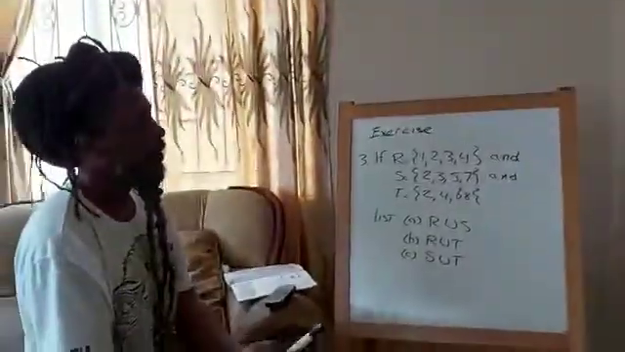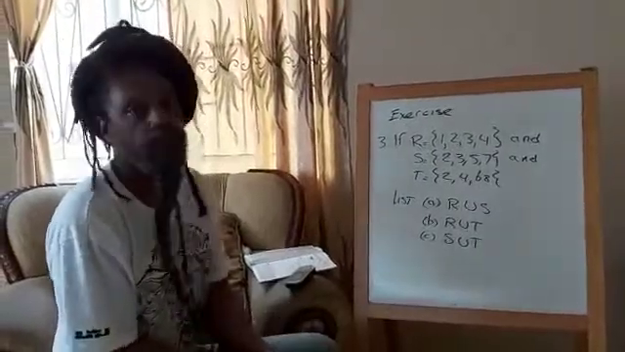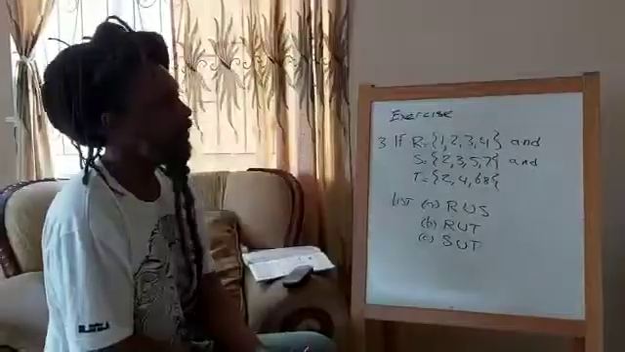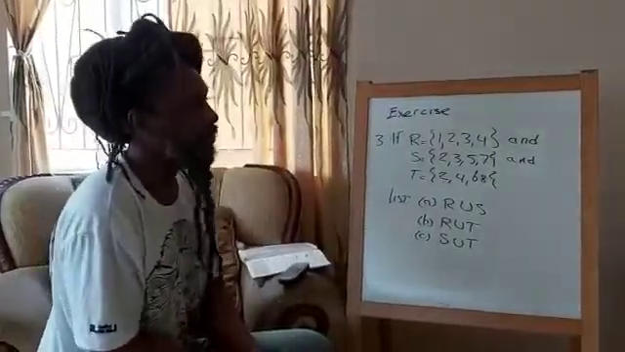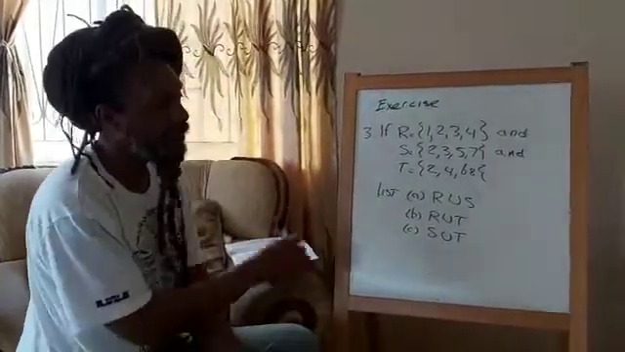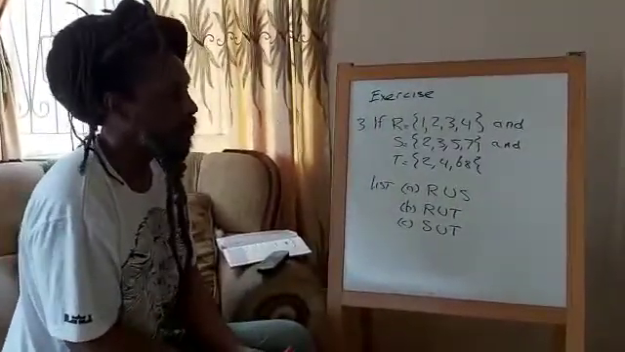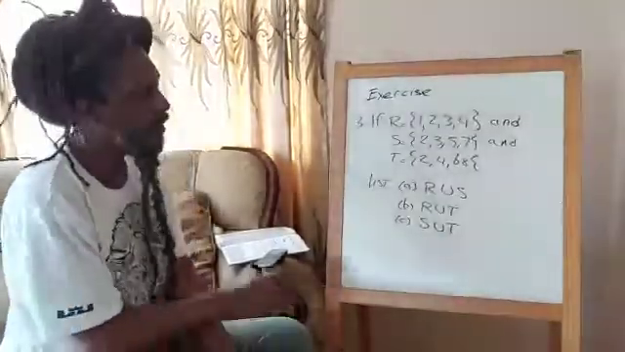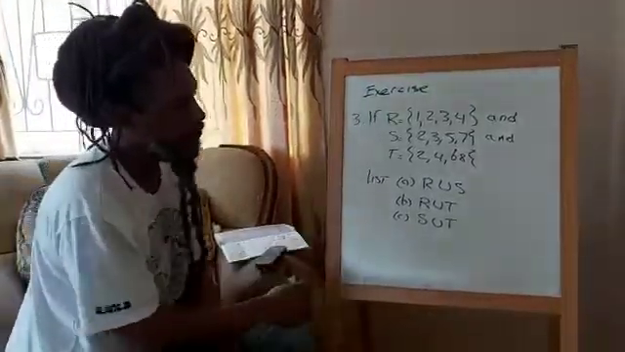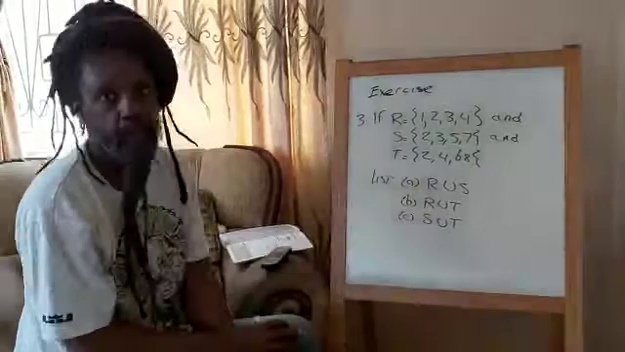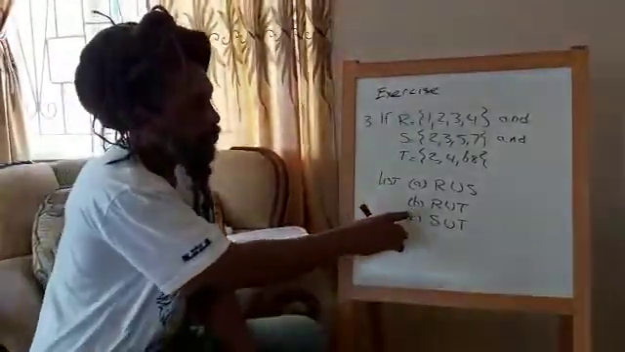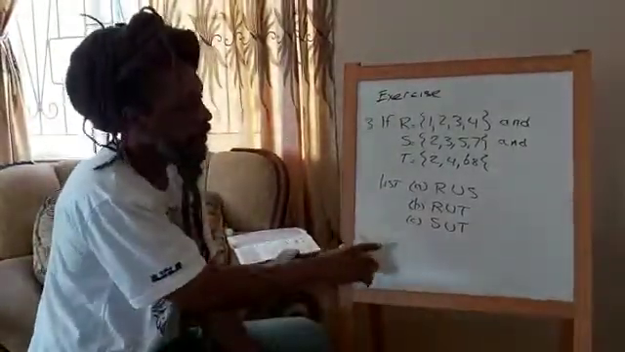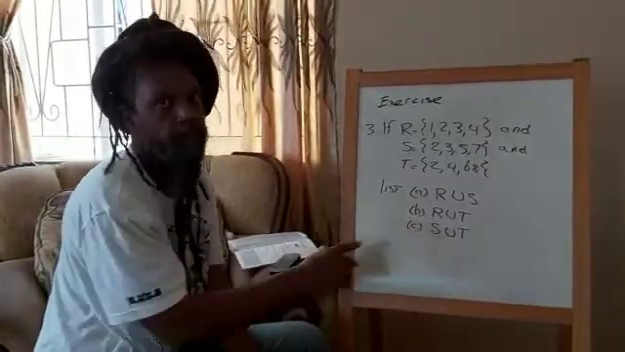Question 3. If set R is equal to {1, 2, 3, 4} and set S is equal to {2, 3, 5, 7} and set T is equal to {2, 4, 6, 8}, I want you to list for me: A, R union S; B, R union T; and C, S union T.